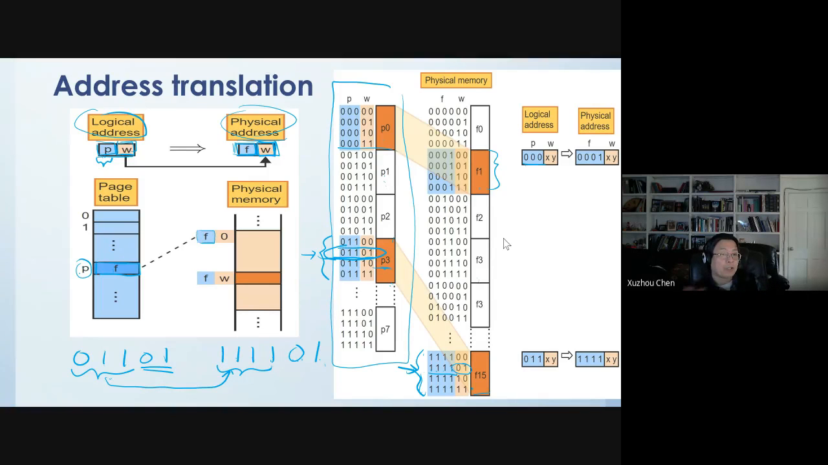Now, how you decide the size of the page is dependent on your physical memory. I think in early computer systems, because the physical memory size was very small, the page size was set very small. But later on, the physical memory size became big, like 4 gigabytes, 16 gigabytes. So you have to increase the page size.